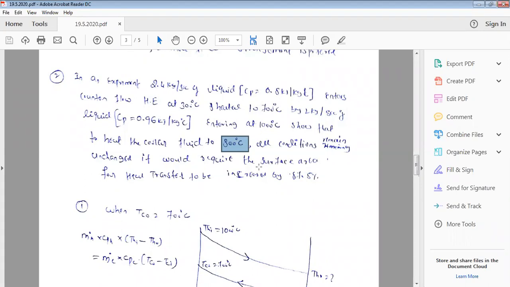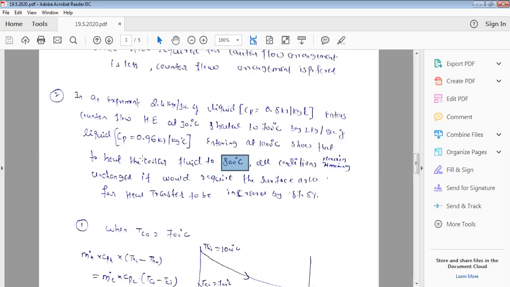Okay, that is what we need to prove by this problem. Let us see now what we need to do to solve this problem. Consider the exit temperature of water as 700 degrees Celsius. Take this as case 1 and calculate the area, and take case 2, exit temperature of water as 800 degrees Celsius, and calculate the area.